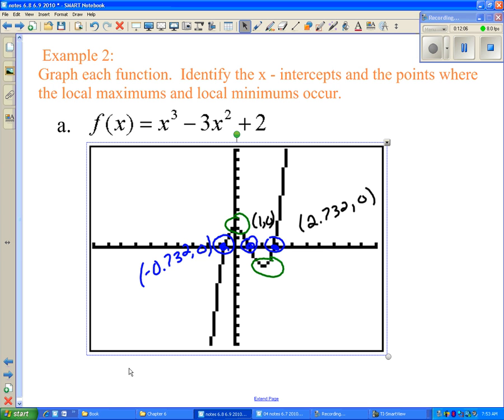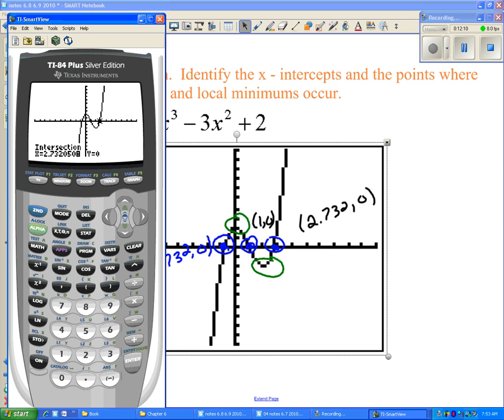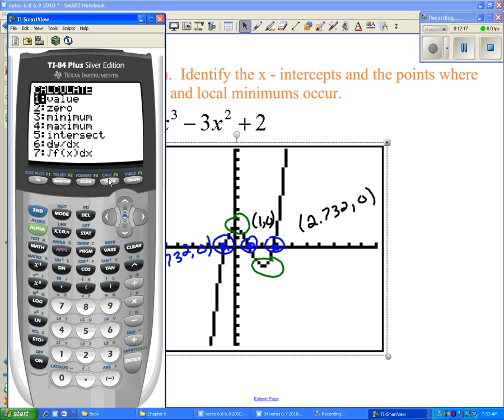I now need to find the maximum. So I'm going to go back to my calculator. I'm going to hit second, go to trace the calc function, and I want number 4, maximum. I want a left bound, so I'm going to hit the left arrow button until I'm left of that maximum. I'm going to hit enter.